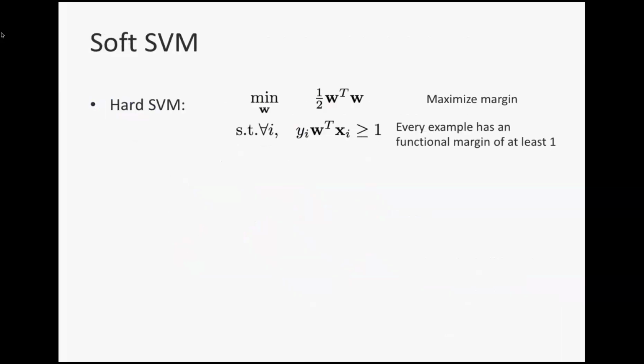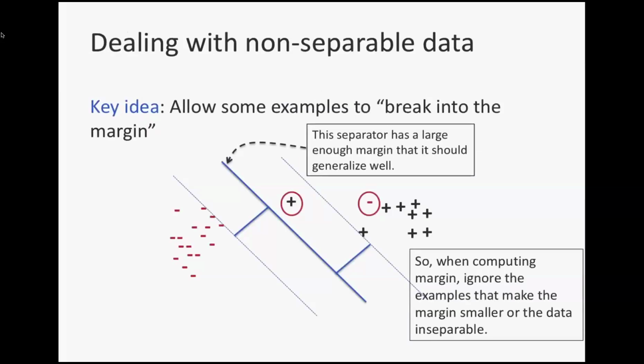Originally, we started off with this hard SVM where we're trying to minimize the norm of the weights such that for every single example, y w transpose x is greater than or equal to 1. For every example, I'm going to give it the opportunity to break into this margin, like these examples here. All of this side should be plus. Ideally, we want the examples to lie outside the margin. This example here has broken into the margin on the wrong side.